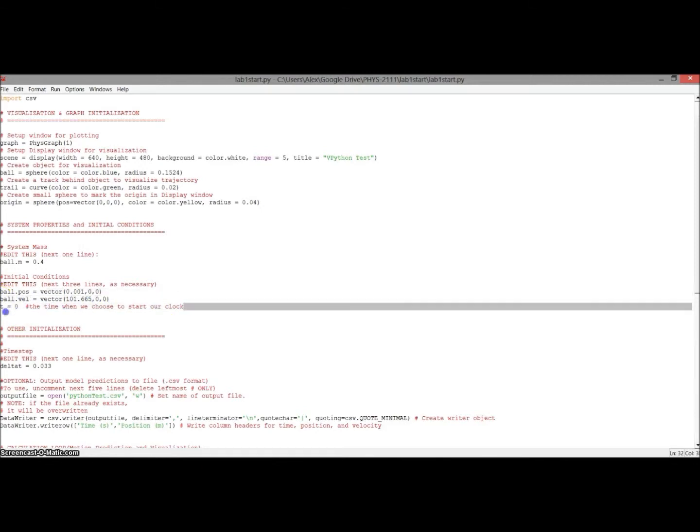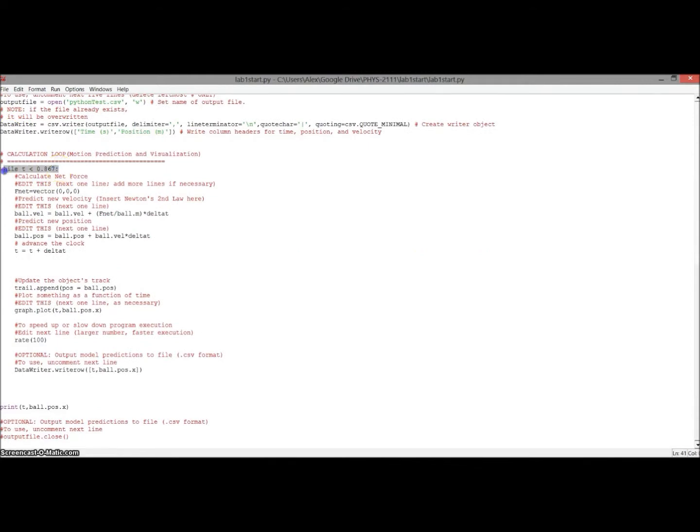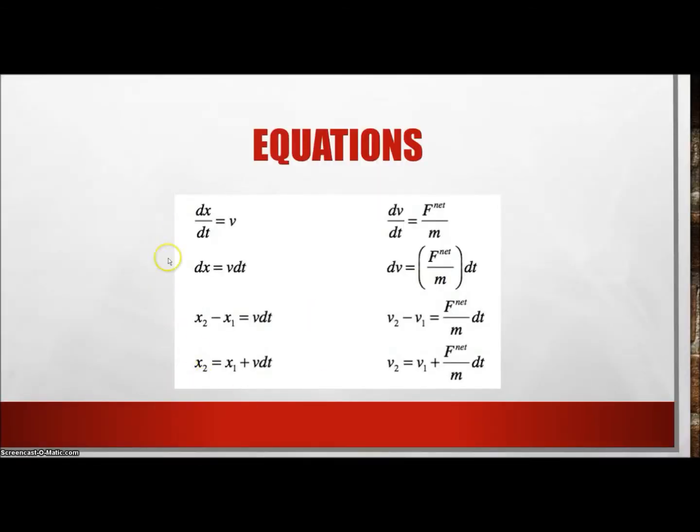And since we're not time travelers, we'll choose to start the clock at t equals 0. And considering that our video is shot at roughly 30 frames per second, we'll have delta t at 1/3 of a second. Right here we have our clip ends after 0.867 seconds, and since there is theoretically no net force, we plug in 0 for the net force vector, and we use the equations that we were previously shown that we derived from Newton's second.